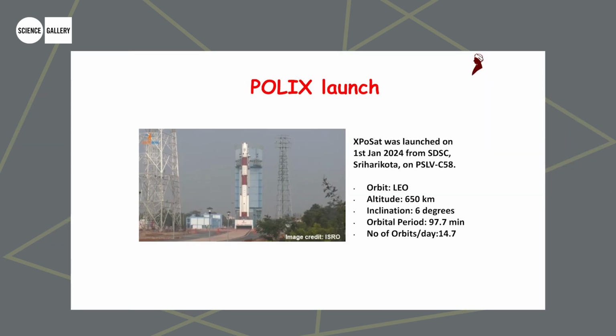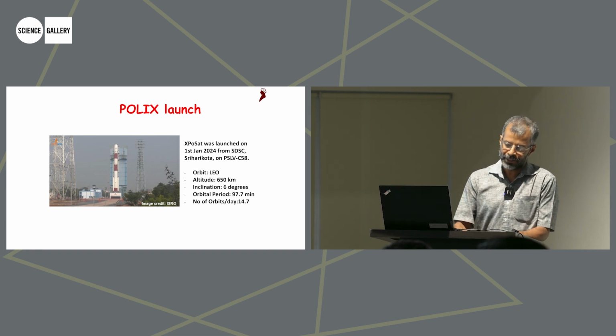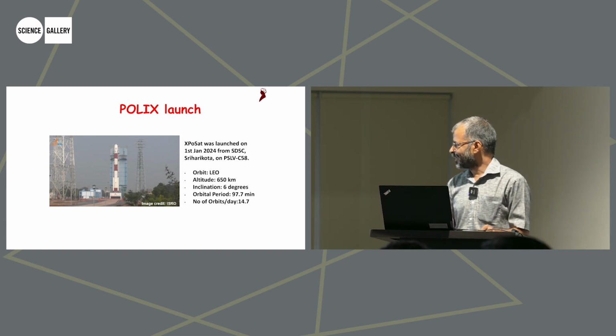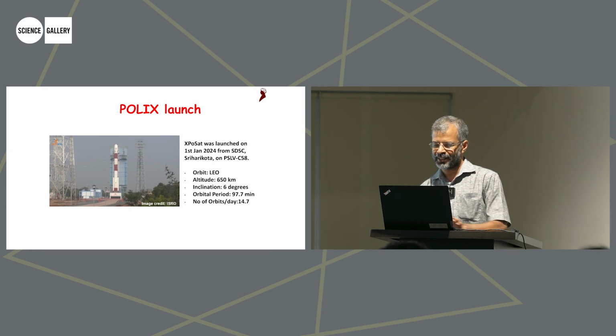The launch took place on 1st January 2024 at Sriharikota, and the orbit is low Earth orbit. Altitude is about 650 kilometers, and inclination is 6 degrees. Orbital period is 97.7 minutes, and the number of orbits per day is 14.7. So, that is all.